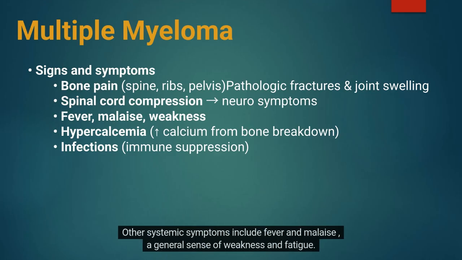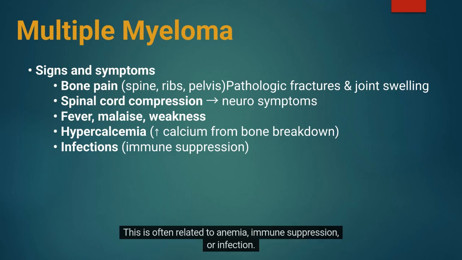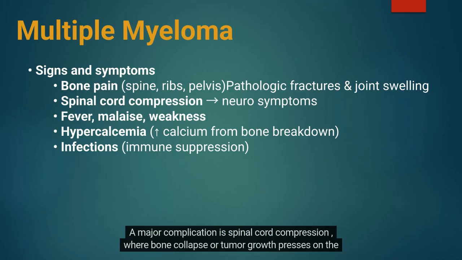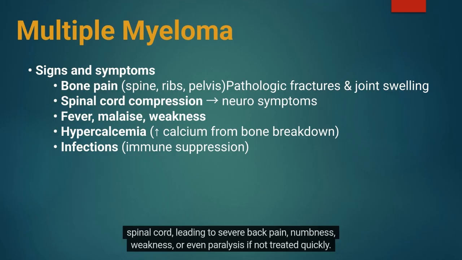Other systemic symptoms include fever and malaise, a general sense of weakness and fatigue. This is often related to anemia, immune suppression, or infection. A major complication is spinal cord compression, where bone collapse or tumor growth presses on the spinal cord, leading to severe back pain, numbness, weakness, or even paralysis if not treated quickly.